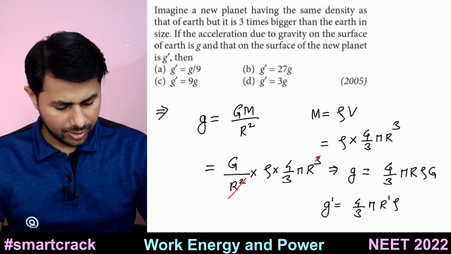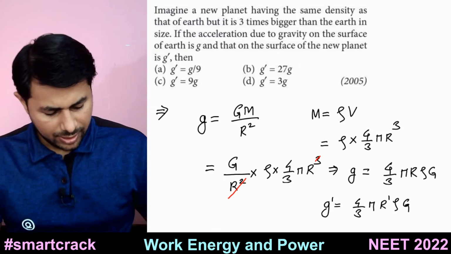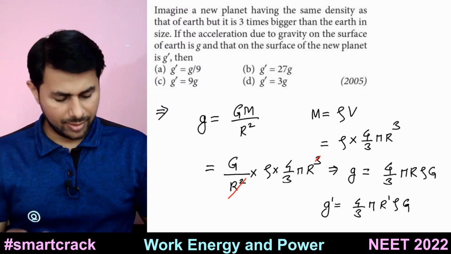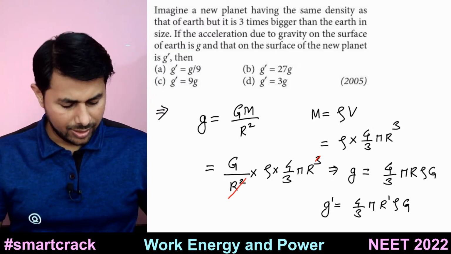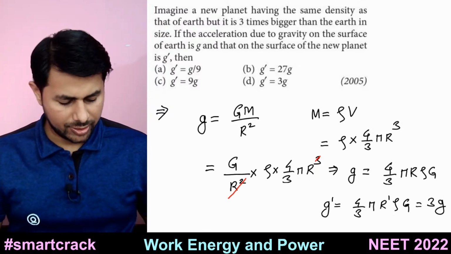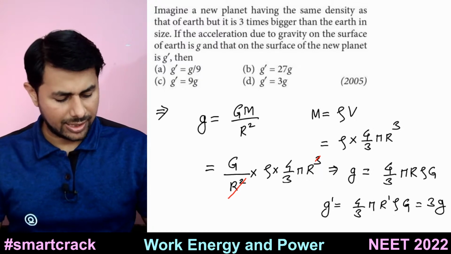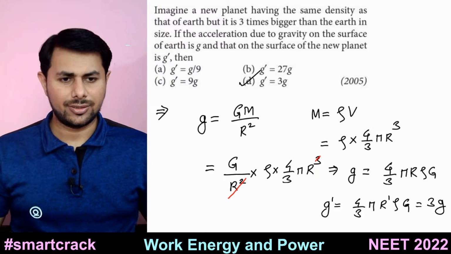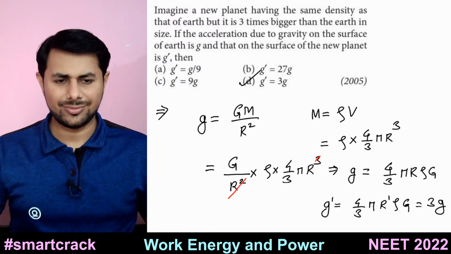And what's different over here? r prime. How much is that? It is 3 times r. So that's why this is equal to what? 3 times g, because r prime is 3 times r. Okay, so option D is the answer. Got it? Simple.